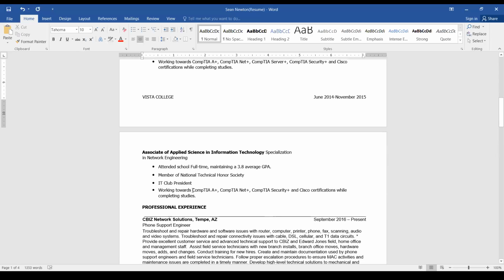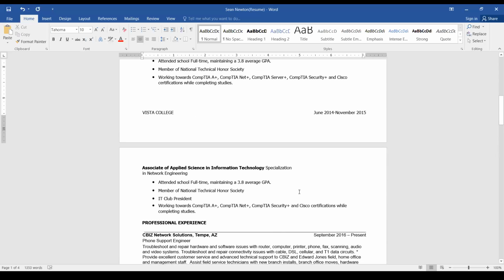Then this makes it look like you're taking forever to get these certifications, which may be the case. I don't know. They may be difficult. I don't know anything about these particular certifications. I'm a chemist and a medical person. So again, National Technical Honor Society, it's in both. I'd take it out. I would take virtually everything under the Vista College listing out, for the simple reason that it duplicates what you've got up here pretty much. IT club president's the only thing that's different.